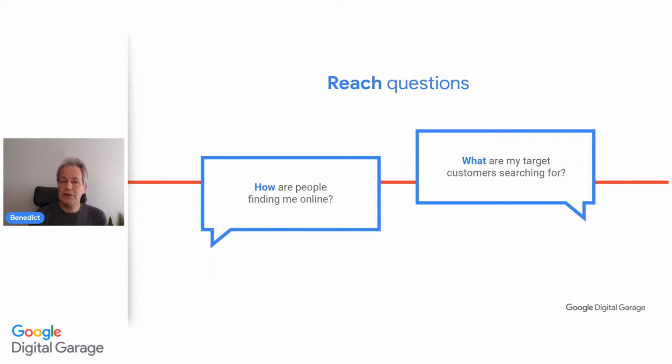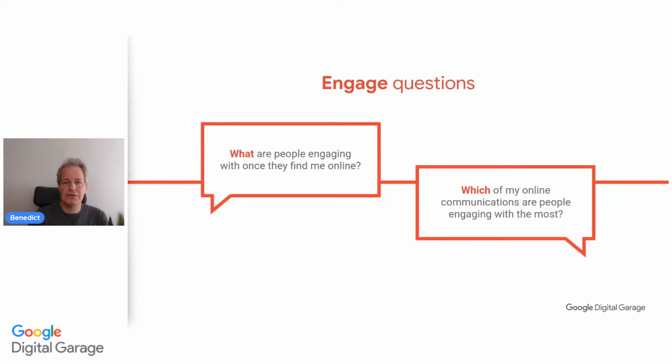There's Pauli's Pizzeria. So to help illustrate these questions, these could be the particular things. There's no right or wrong, but these ideas are to get you started, to get you thinking about the different things. So that would be the reach questions. Engage questions would be more, what are people engaging with once they find me online? And which of my online communications are people engaging with the most? Because a lot of this you can find out from Google Analytics, which I'll tell you about just now.